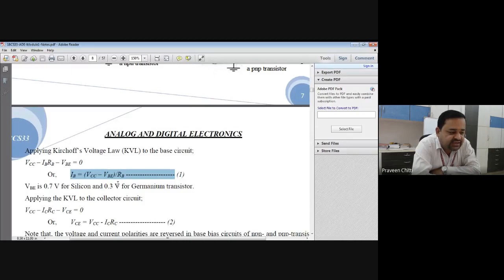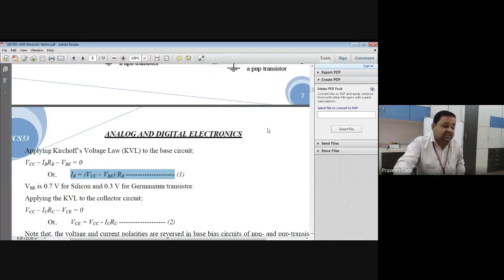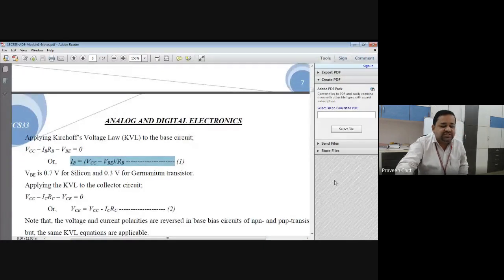IB starts flowing in the circuit, which is given by VCC minus VBE by RB, where VCC is constant, RB is constant, and for a given transistor, VBE is also constant, which is 0.7 for silicon transistor and 0.3 for germanium transistor. Hence, a fixed amount of current IB flows, and once you know IB, you can easily get IC using the relationship IC is equal to beta times IB, where beta is called the current gain of the transistor.